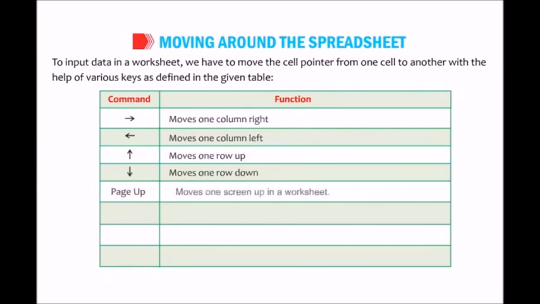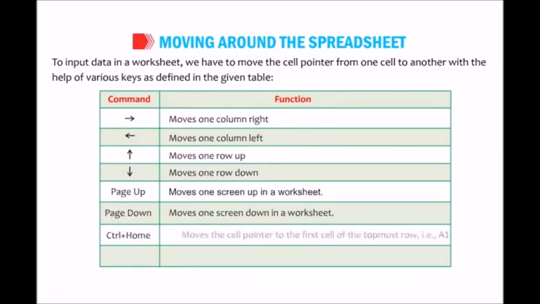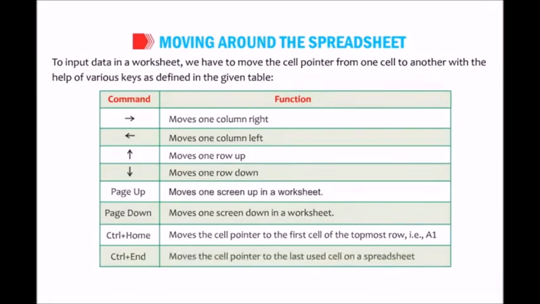Page up moves one screen up in a worksheet. Page down moves one screen down in a worksheet. Control plus home moves the cell pointer to the first cell of the topmost row, that is A1. Control plus end moves the cell pointer to the last used cell on a spreadsheet.